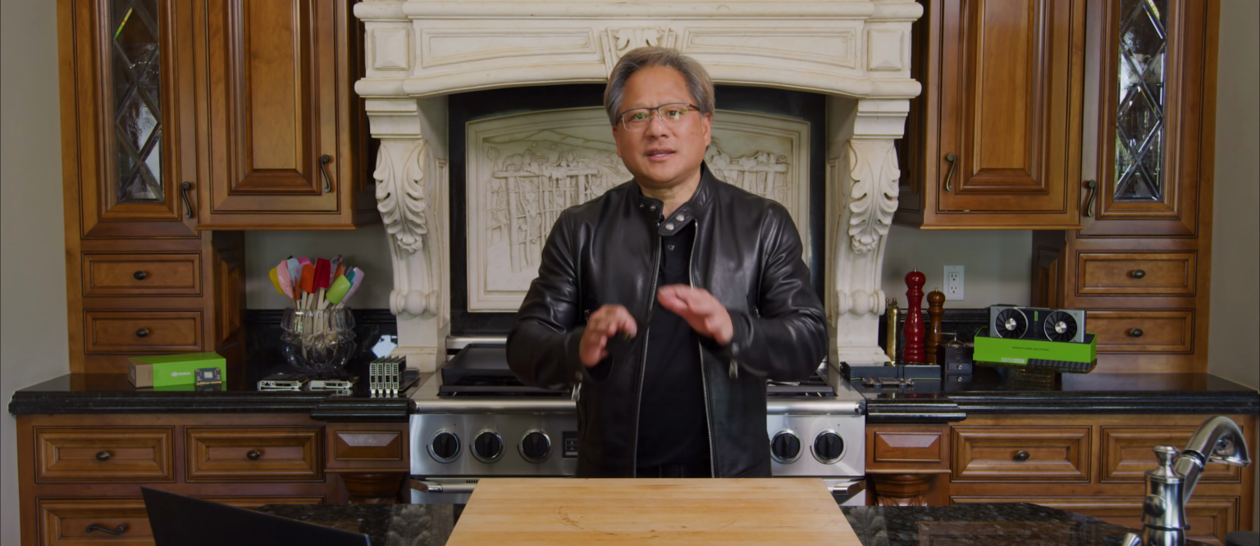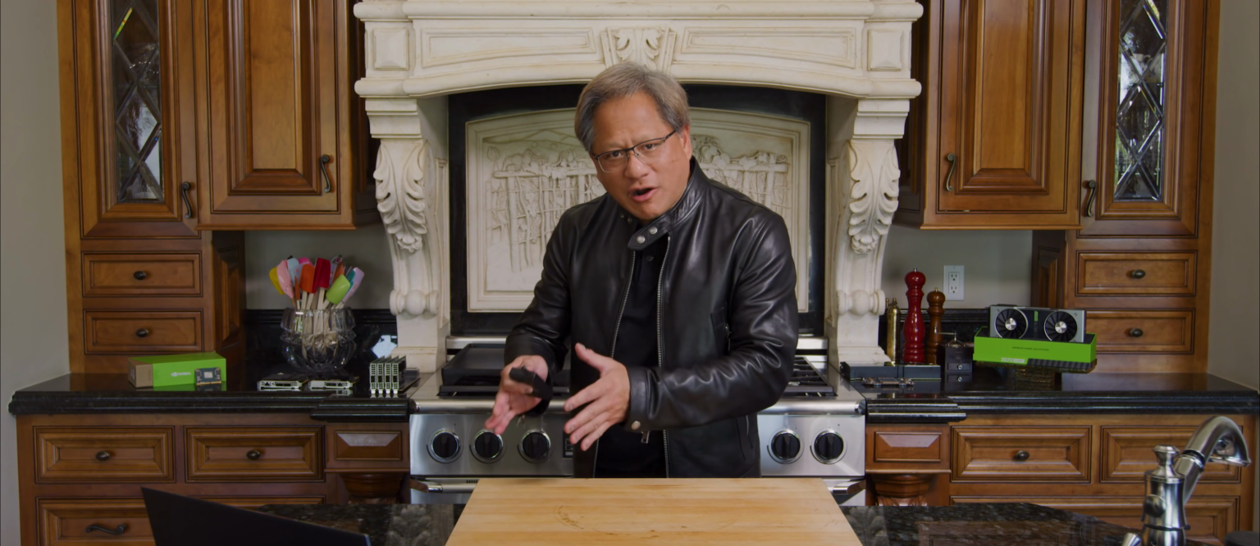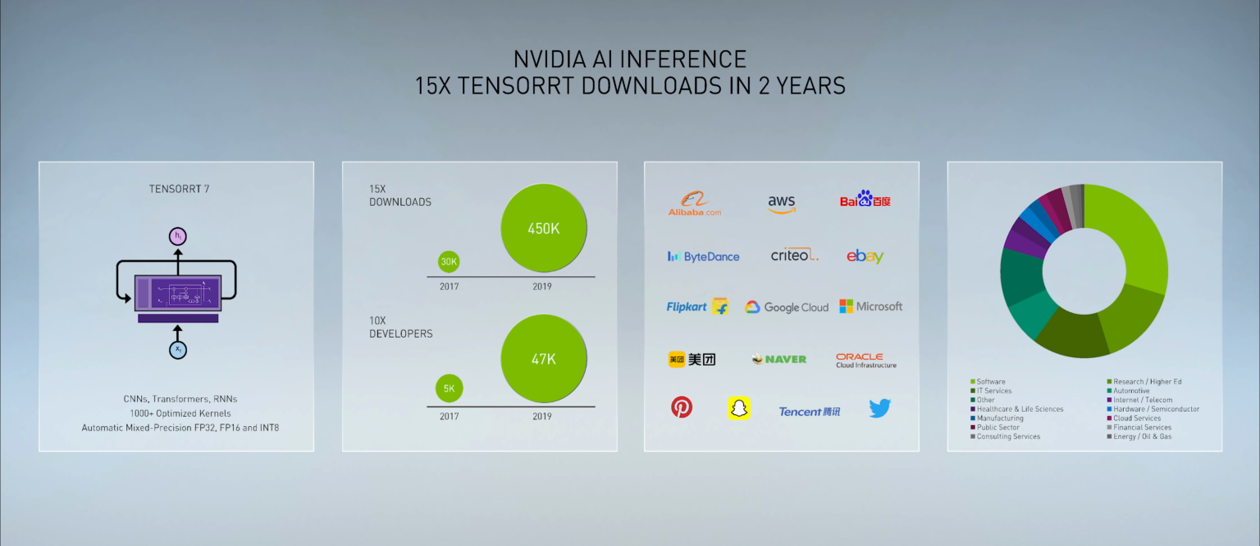And there are so many different types of neural network architectures that the computer science of compiling these computational graphs into a target machine to run as fast as possible, with all the different types of numeric precisions, is an incredibly complex problem. We created an optimizing compiler, TensorRT. We're now in our seventh generation. This generation can handle CNNs and transformers, and now we can handle RNNs as well.